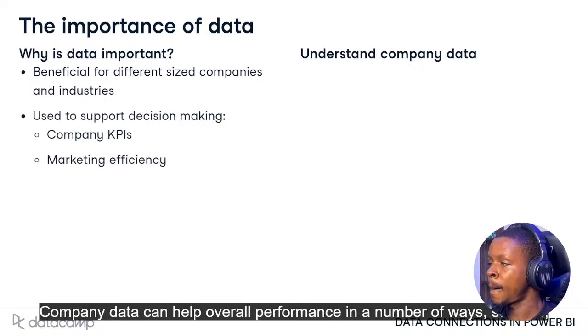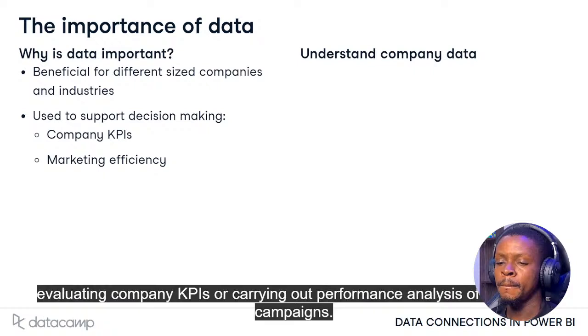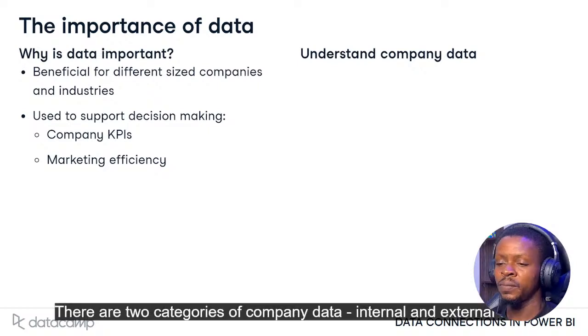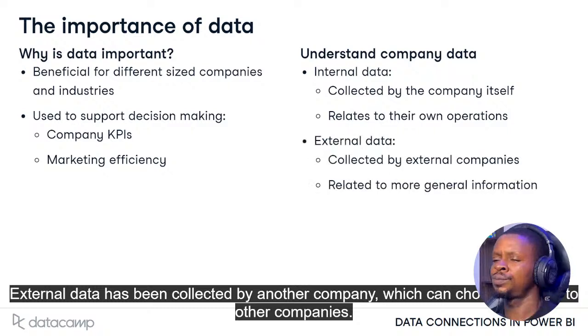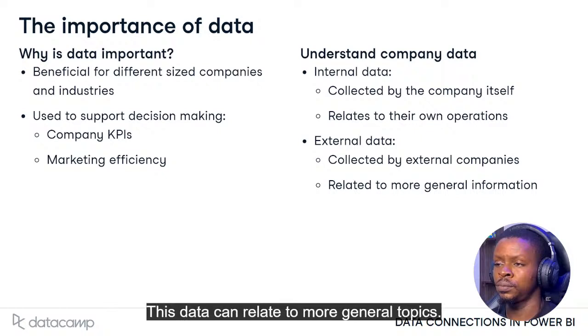Company data can help overall performance in a number of ways, such as evaluating company KPIs or carrying out performance analysis of marketing campaigns. There are two categories of company data, internal and external data. Internal data has been collected by the company itself from its operations. External data has been collected by another company, which can choose to sell it to other companies. This data can relate to more general topics. Knowing how and where data is stored helps when making data connections.